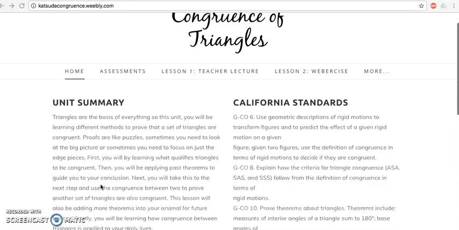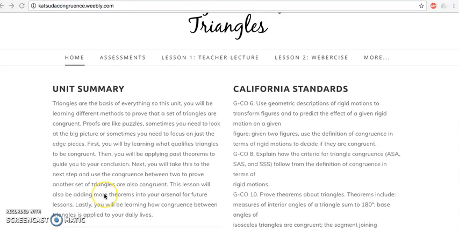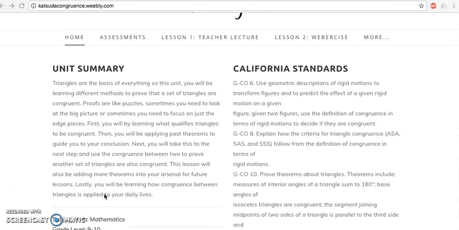Just jumping right in, on the left is the unit summary. The first sentence says that triangles are the basis of everything, so in this unit you will be learning different methods to prove that a set of triangles are congruent. It also goes into what students should expect in the future of this unit.